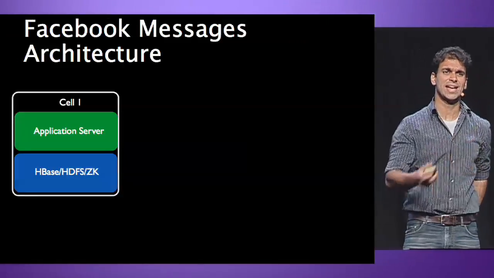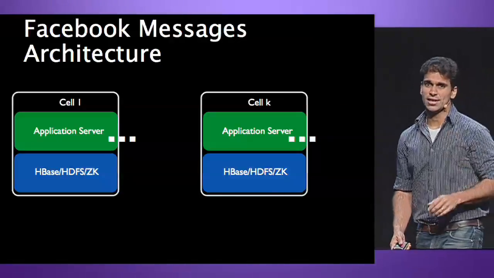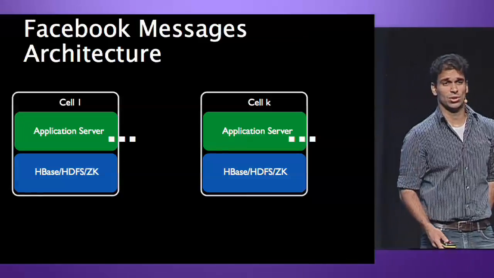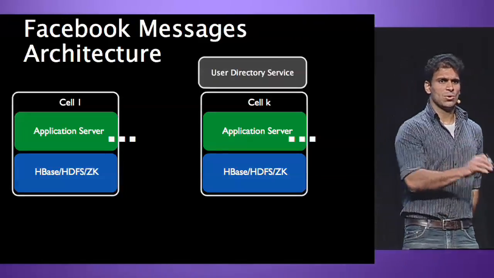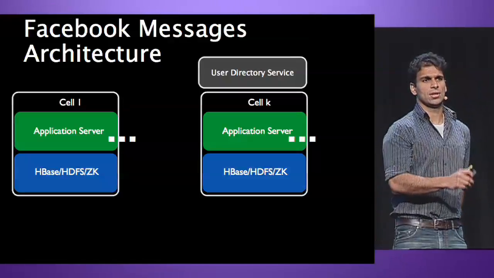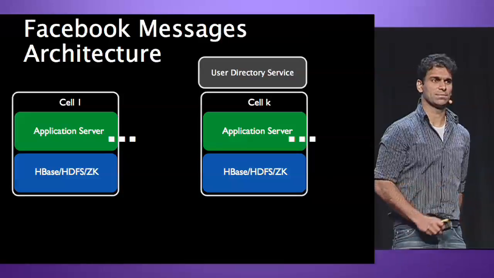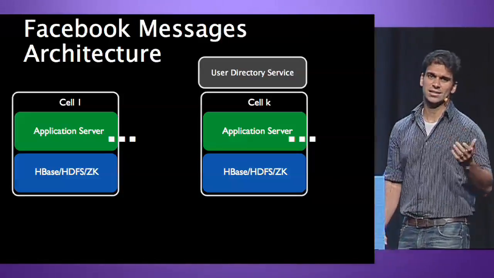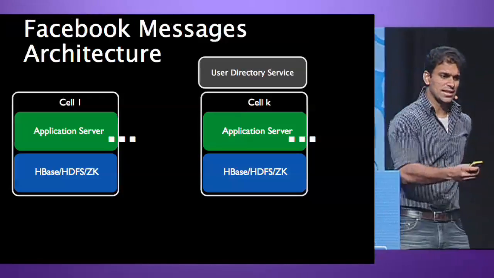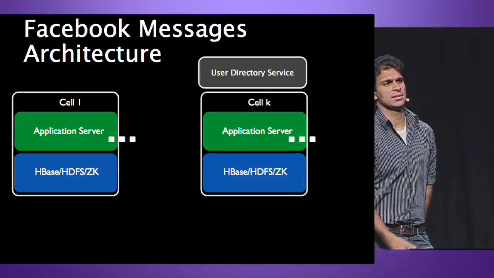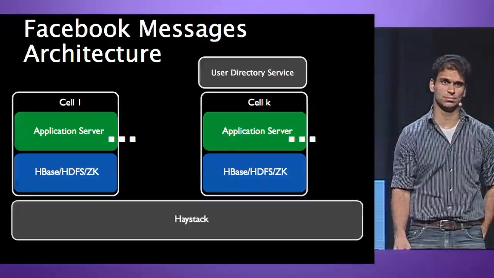Now, we scale out by just adding more and more cells. So this is useful for a variety of reasons. We'll go into what a cell means and how it helps us in a bit. But now that we have a bunch of cells, a user is always sticky to one cell and to one application server in that cell. So that means we need a service which tells us, given a user, which cell does this user live in. So that's the user directory service. And I was referring to Haystack in a previous slide, so we'll throw that up there too for completeness.